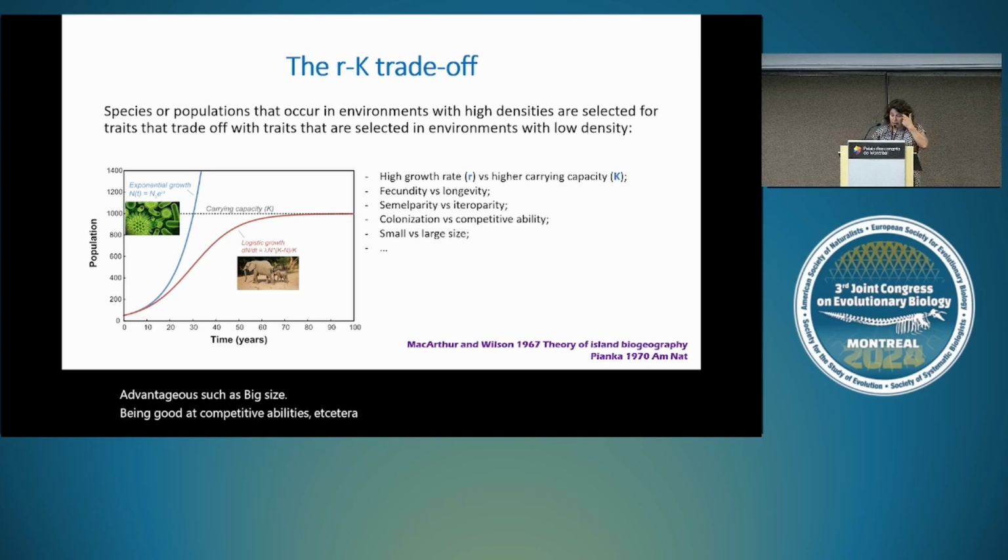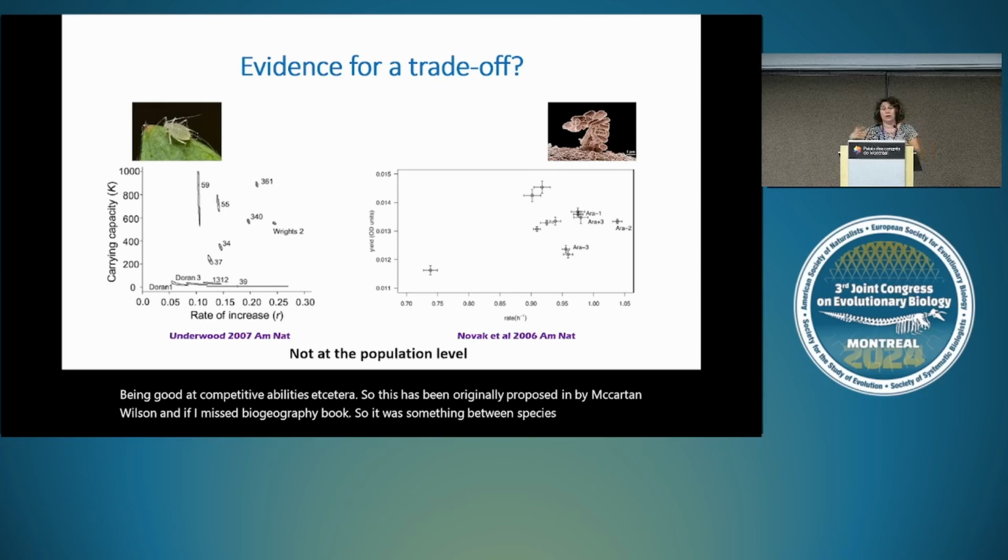So this was originally proposed by MacArthur and Wilson in the famous biogeography book. So it was something between species. There is the corollary within species in many different flavors and many different theories, such as competition-colonization trade-offs or the pace of life syndrome, etc. But in general, the idea is that there is this trade-off.